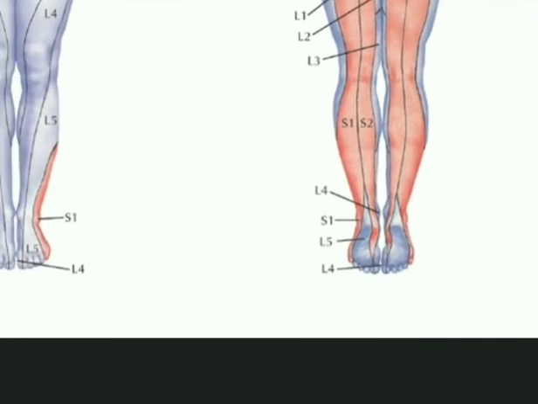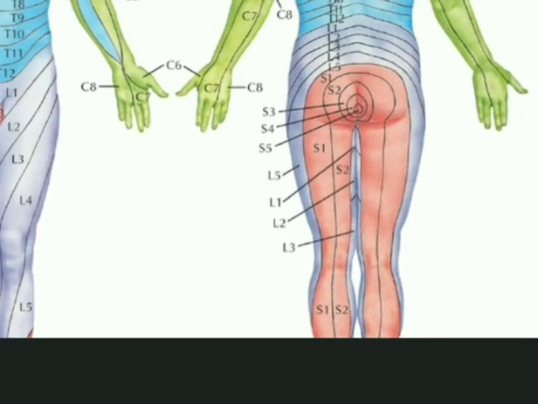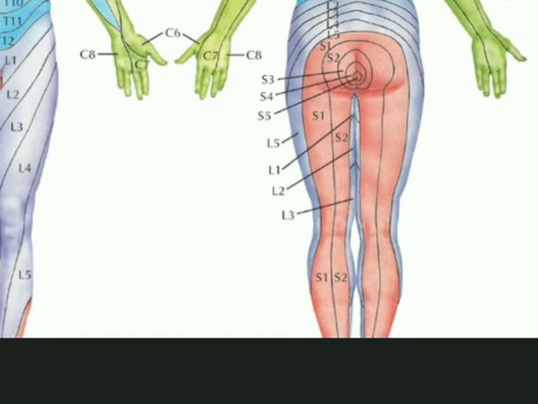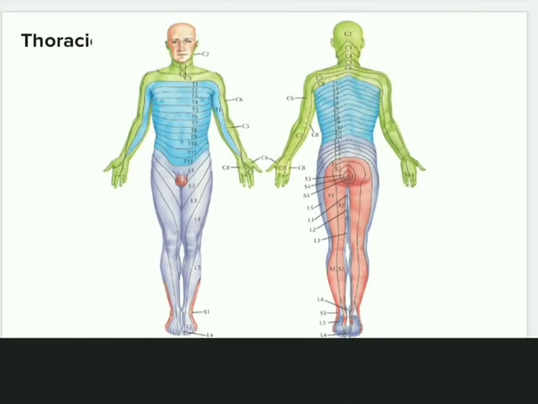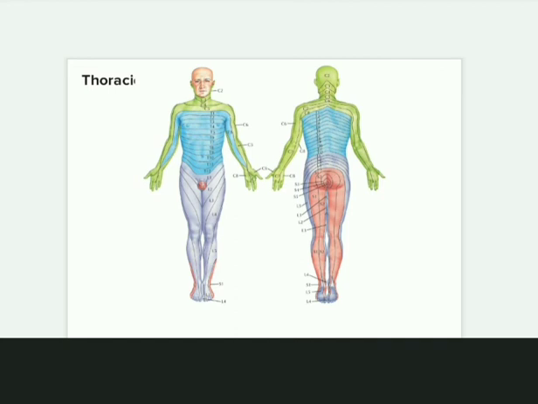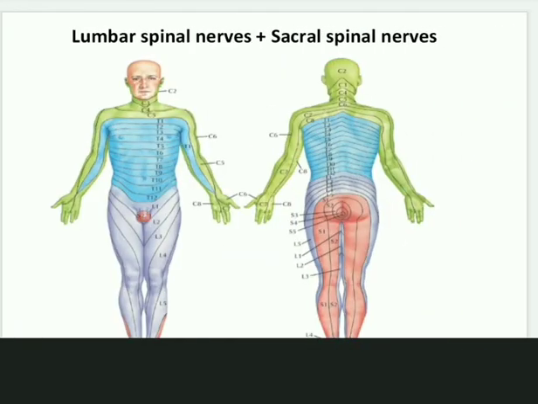And you can see S2 is here over the gluteal region, and S3, S4, S5 is your coccygeal region, that is the tailbone. These are certain dermatomes of the human body. Next, lumbar spinal nerves and sacral spinal nerves have also been discussed.